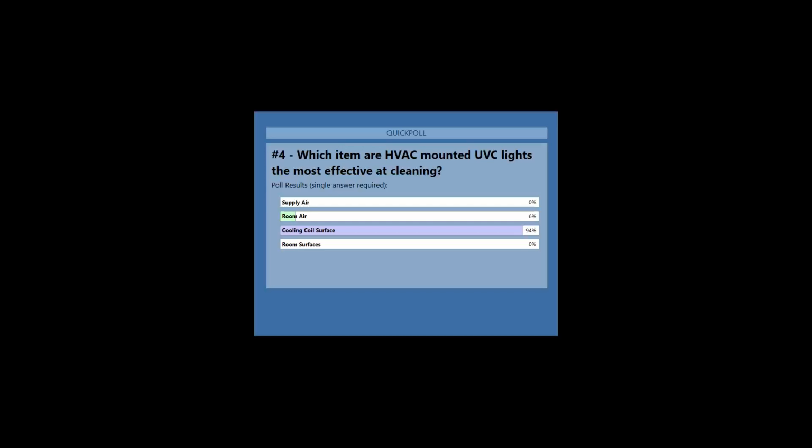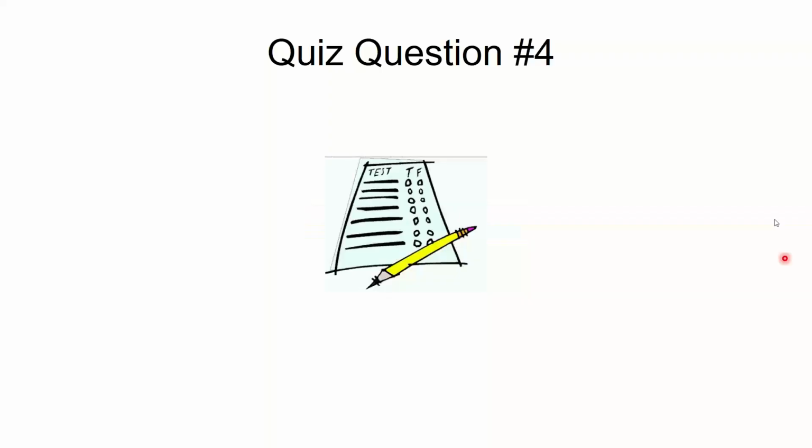Although eventually the room air comes into the return air, which becomes the supply air, so I guess you can make a slight argument there. But definitely nothing on room surfaces. Cooling coil surface is where the action is at.